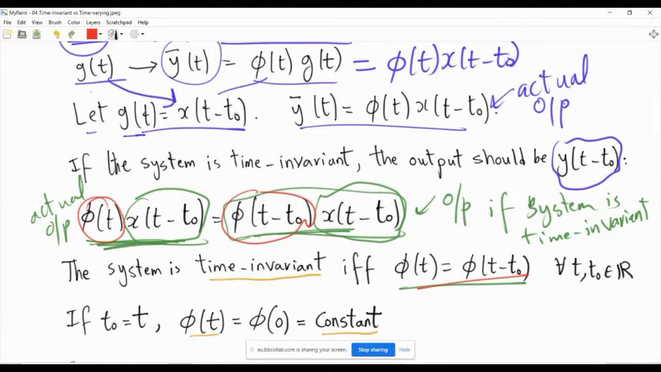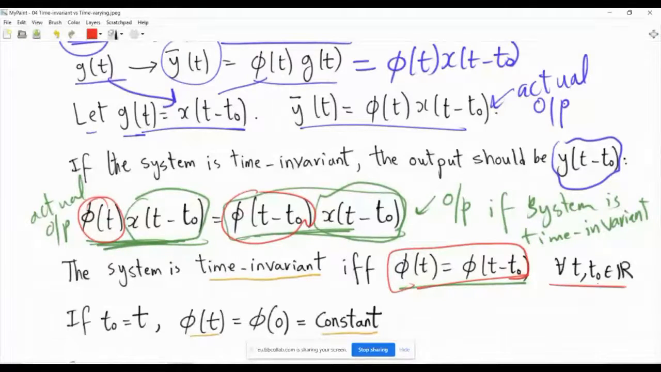So what I can say is that a system that takes an input x of t and multiplies it by phi of t is time invariant if and only if we put a constraint on the function phi of t that multiplies the signal. To be time invariant, you need this function to satisfy that phi of t is equal to phi of t minus t0 for every t and t0 that are real numbers.